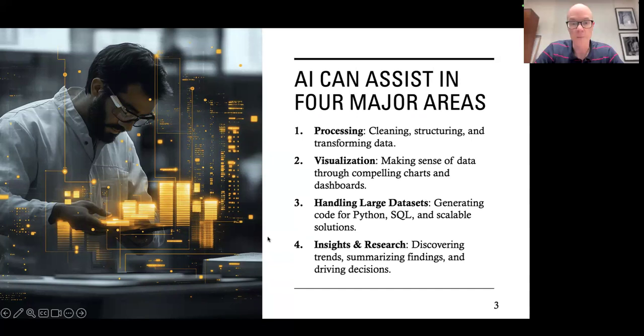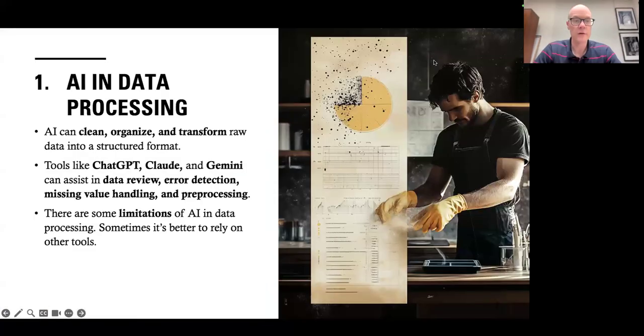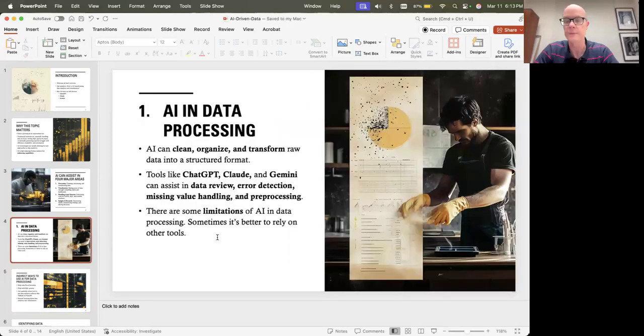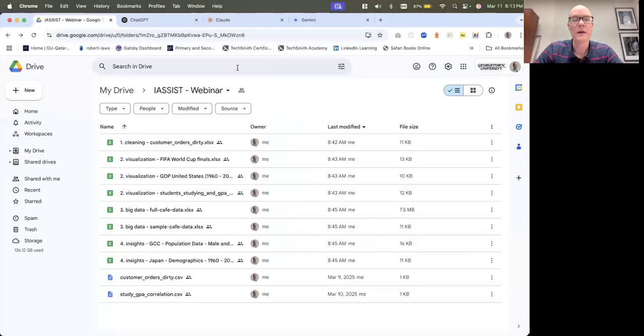Okay, so the first thing we're going to do is talk about AI and data processing. So like I said, AI can help clean, organize, transform data. We're going to look at ChatGPT for this and see what it does. So the first thing I'm going to do is jump out of the presentation for just a moment, and I'm going to go to this page here.